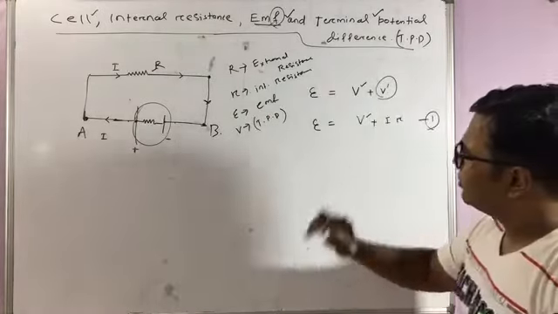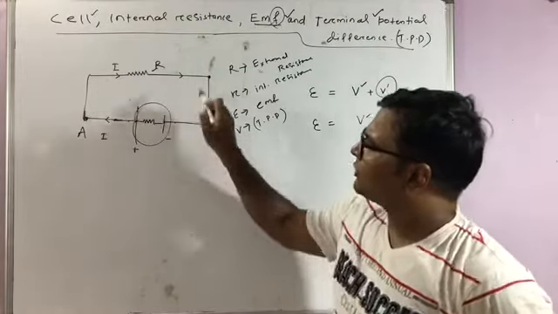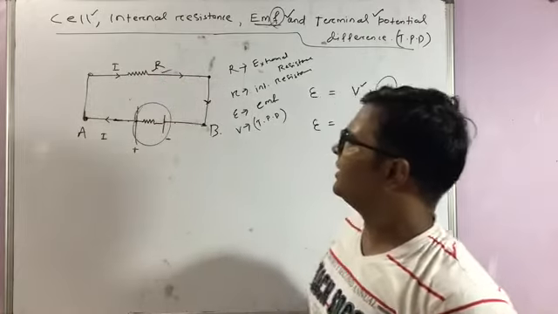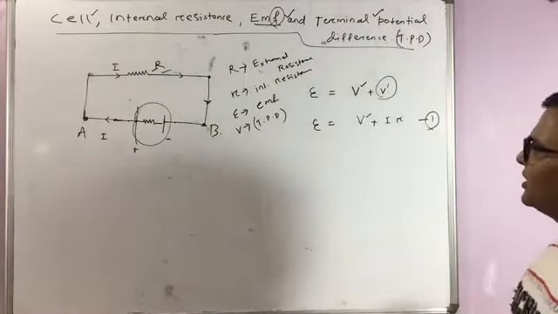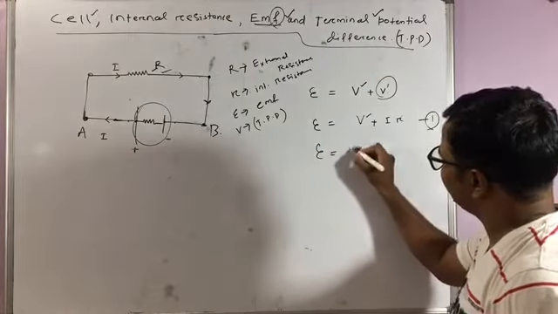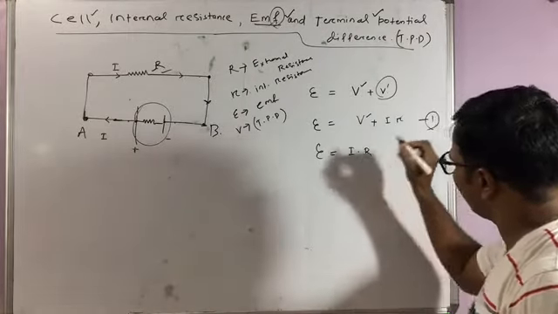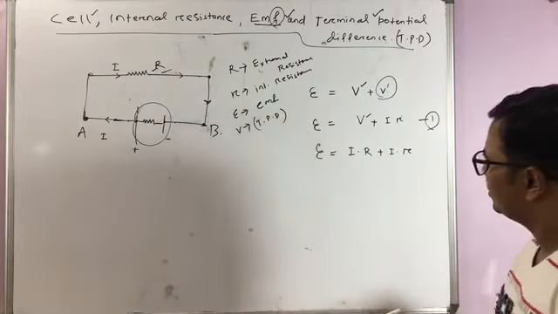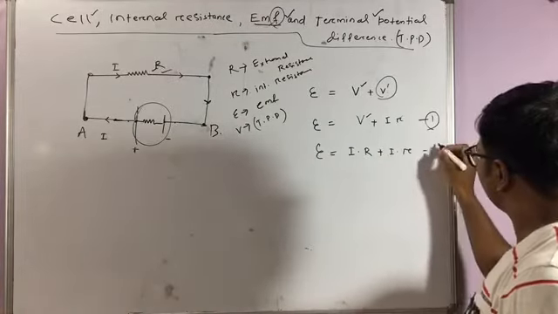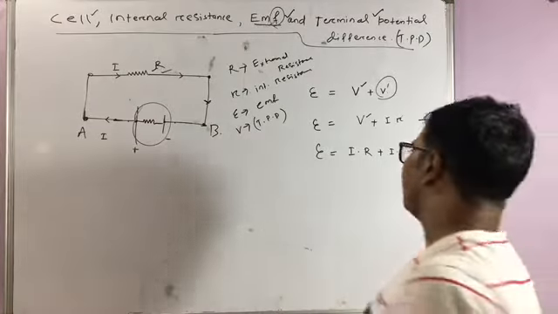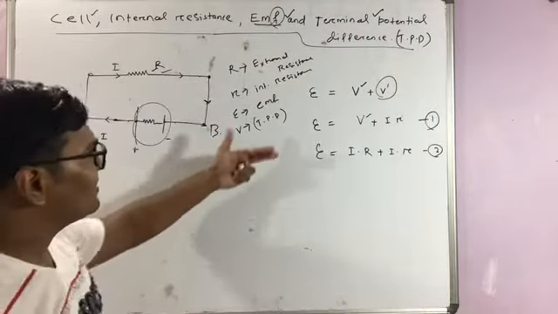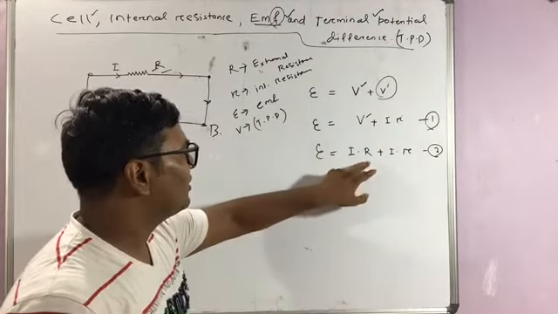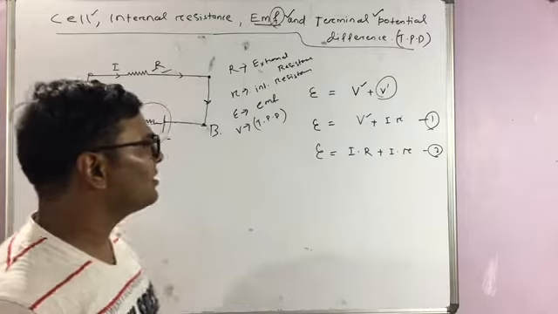Got? And we know, if I amount of current is flowing through this, whatever be the potential difference across this external circuit, that is also called your terminal potential difference. So we can write here, I into R plus I into small r. Got? So this is another equation too. So this is the relation between your EMF, internal resistance, external resistance and the current in a circuit.